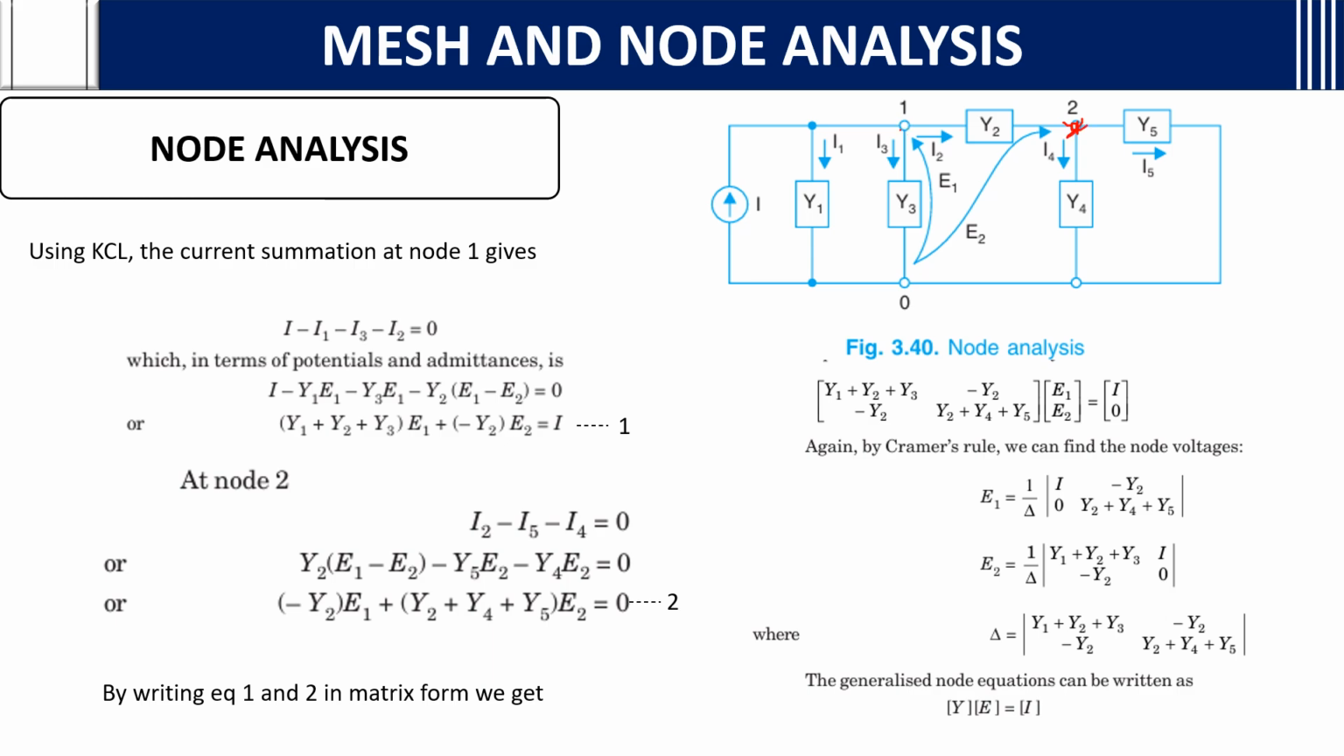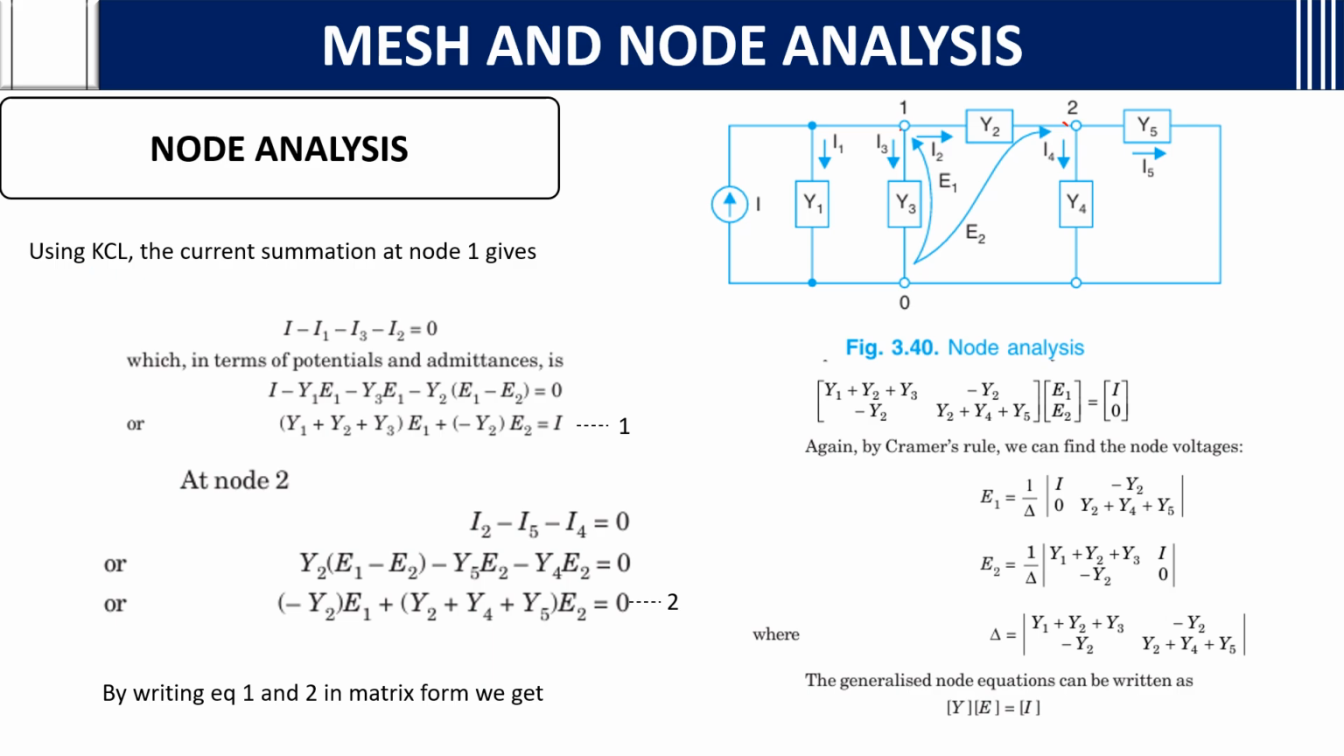Based on the question, we can change the nodes. One more important thing is that we'll consider one side of the circuit as reference or ground, or zero, in node analysis. These two things we need to remember in node analysis. For node analysis, we use KCL. For mesh analysis, it is KVL.